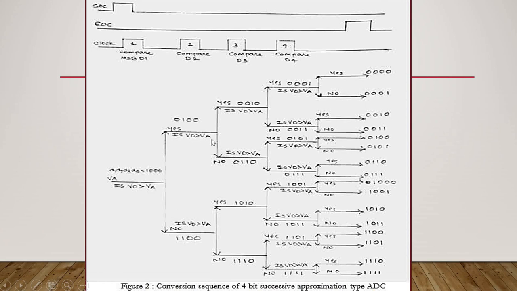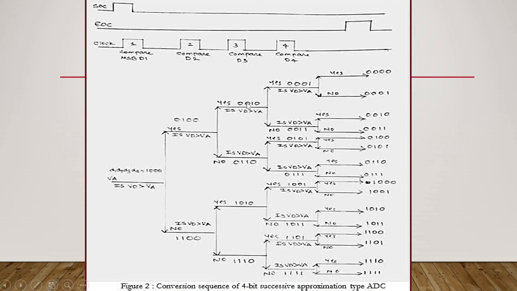So if VD is greater than VA, what happens? This bit is going to clear. So it is 0 0, whereas here 0 1 is retained as it is. Okay, next here again the analog equivalent is different. Here it was 4, here it is 2.